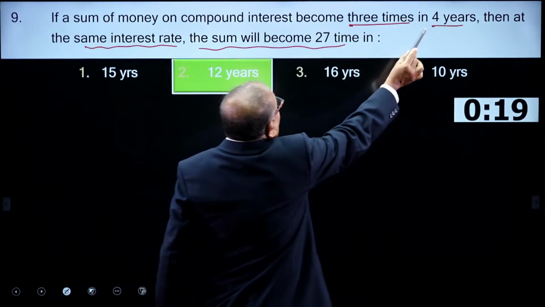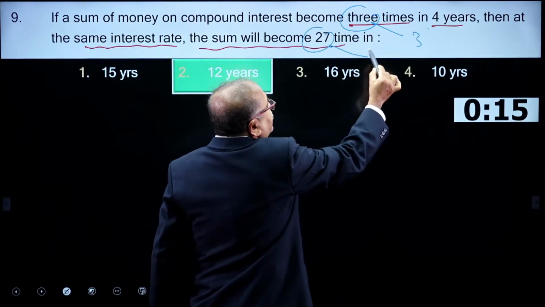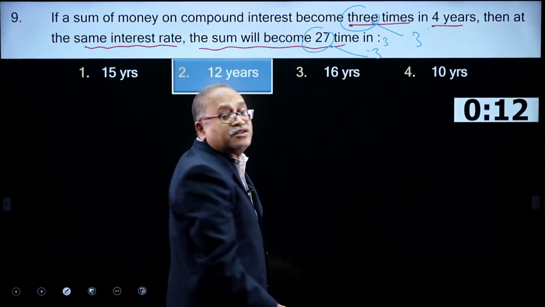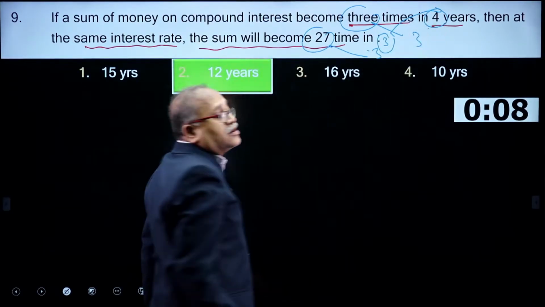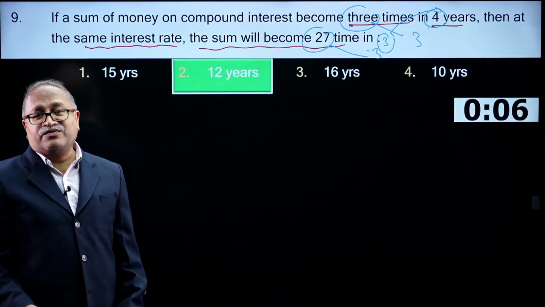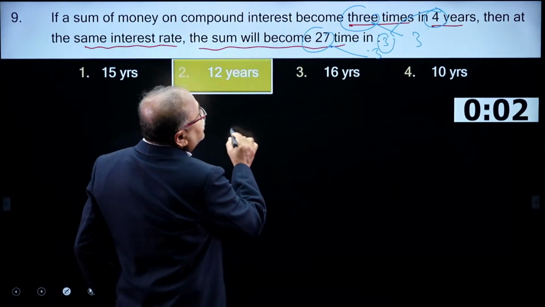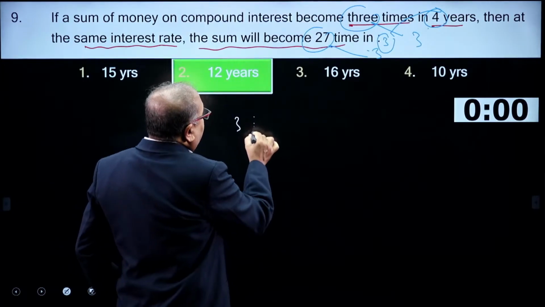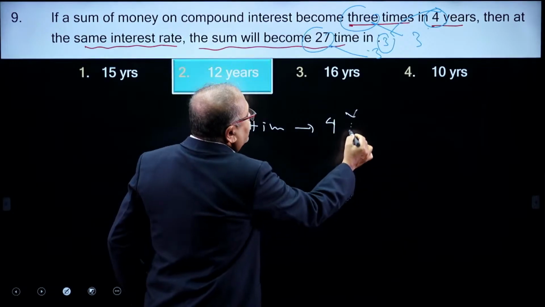In 4 years it is 3 times, and this is 27 times, which is 3 to the power 3. So 3 into 4 comes to 12, that is your answer. Even without writing, you can answer this question. But just for reference, let me write down that it is 3 times in 4 years.